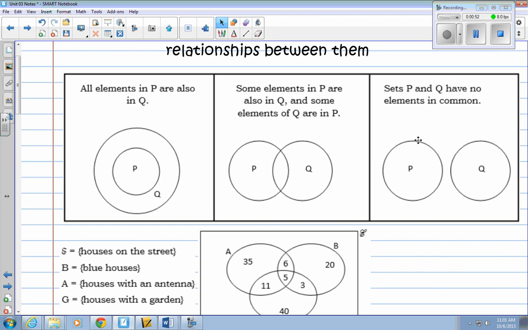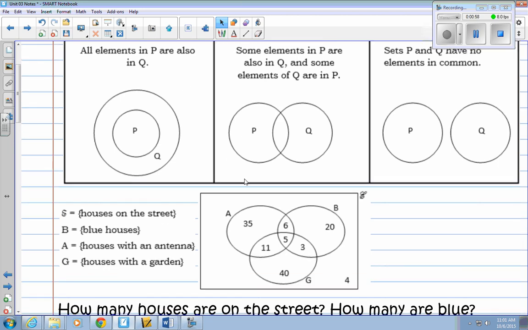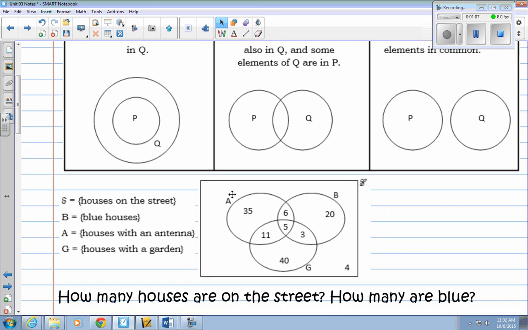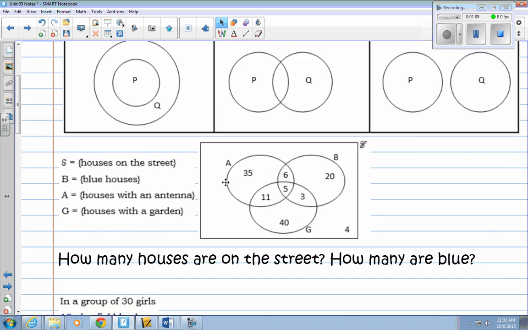Or you could have two sets that have nothing in common, and they would have no overlap. That might be the set of, I don't know, 10-year-olds and 11-year-olds, because if you're 10, you can't be 11 at the same time. Okay, so we see circles or we see relationships, and however many sets of items we have, that many circles.